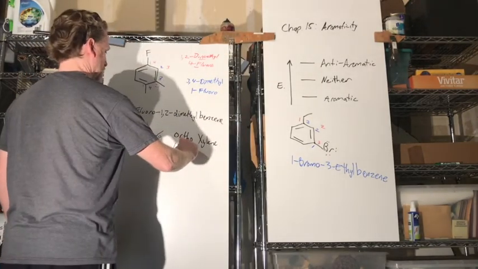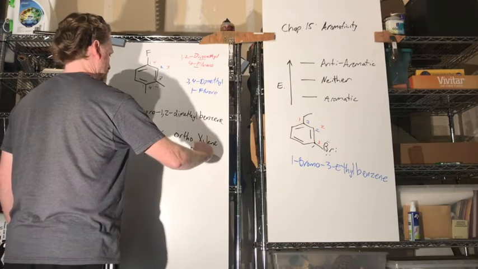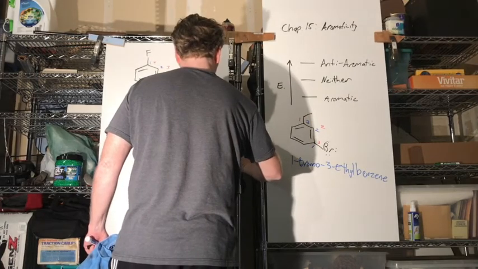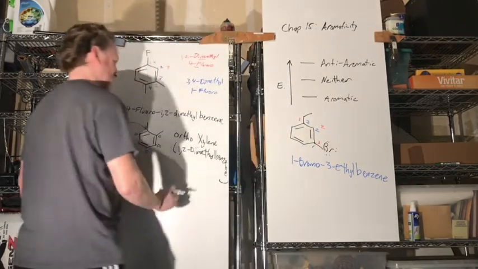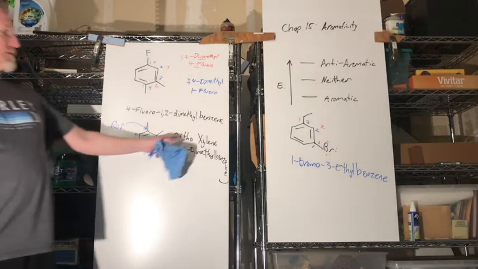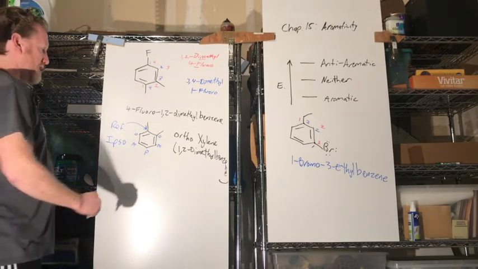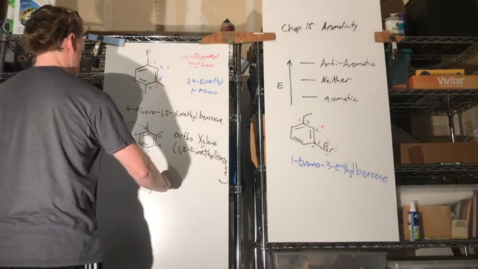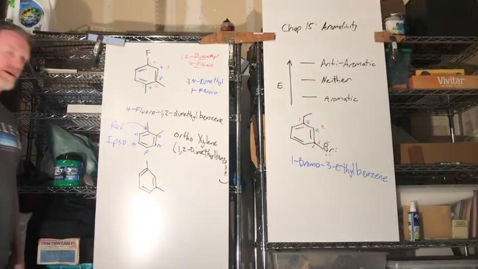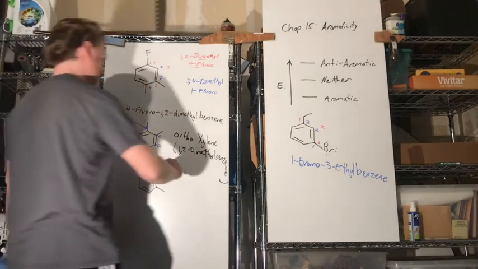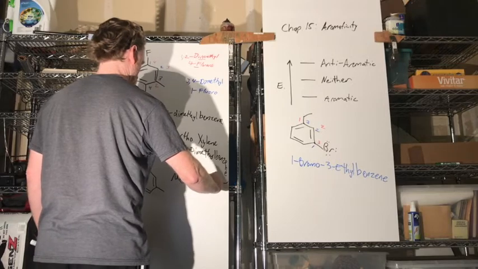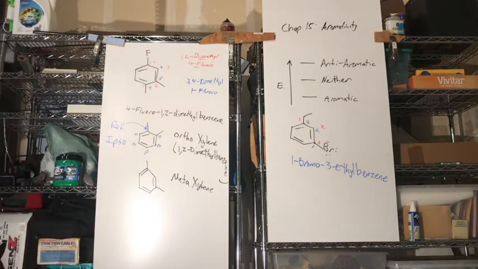This is 1,2-dimethyl benzene. Sorry about that. Small board. 1,2-dimethyl benzene or orthoxylene. Then let's see about the other one. If we go there, what's that called? Metaxylene, or 1,3-dimethyl benzene.